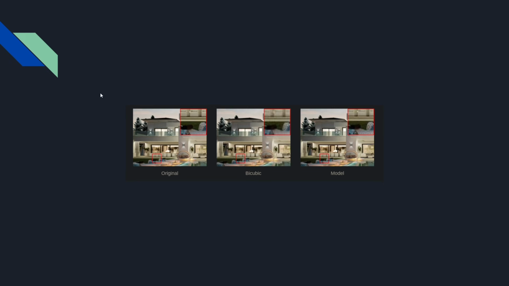This is the original. This is after it. This is bicubic interpolation, which basically just uses pixels around it to generate the image. And this model is what happens after you use all the hidden layers in machine learning. So it's quite similar to the original, at least more than the bicubic.